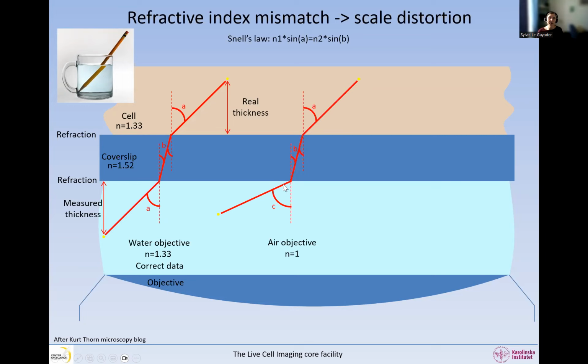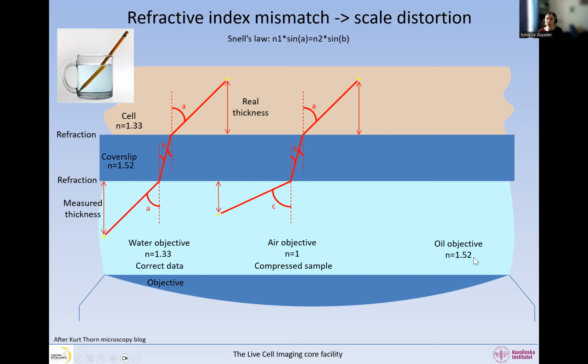And then afterwards, when the light goes from glass to air, we're going to have a different angle. So when we want to measure this distance that we have here, the distance is going to be compressed. So the object is going to be smaller. It will look smaller than it actually is. Okay, so we have a compressed Z stack, the object is going to look compressed.